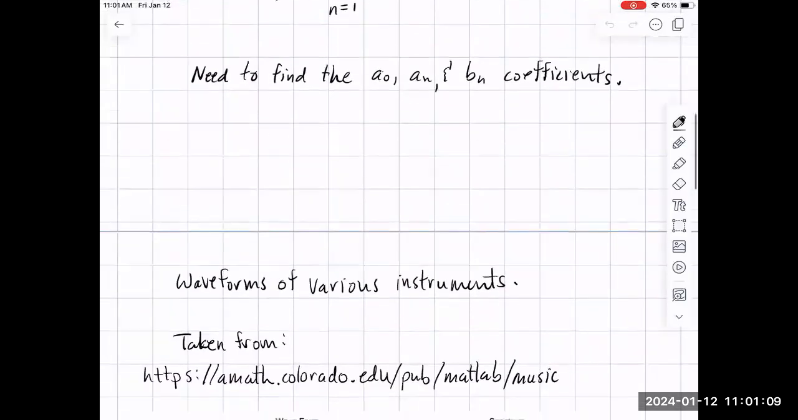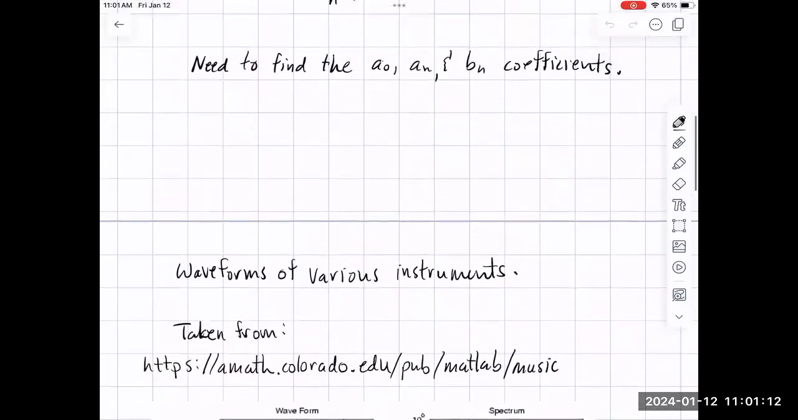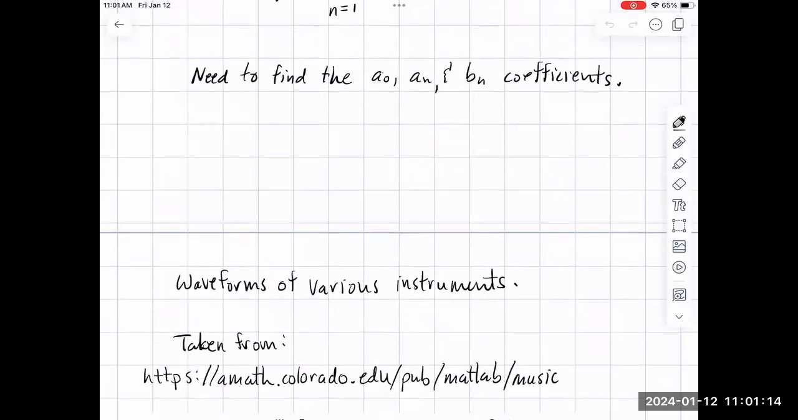Now, before we do that, what I thought we would do is listen to some waveforms from some different instruments that are available. These sounds are taken from this URL, some Colorado math website. I've linked this website on the course webpage, so you can go there and take a look at what they have. They have a bunch of different sounds, and I'm just going to play some of them for you.